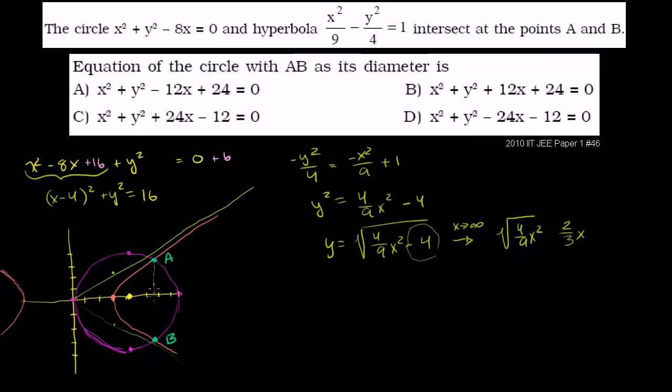So AB as the diameter. I could have drawn that a little bit straighter. So the equation of that circle right over there. So we essentially just need to figure out, where does this hyperbola intersect this circle?